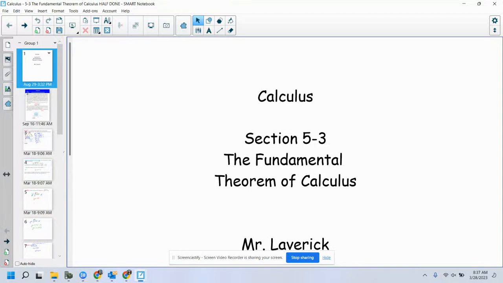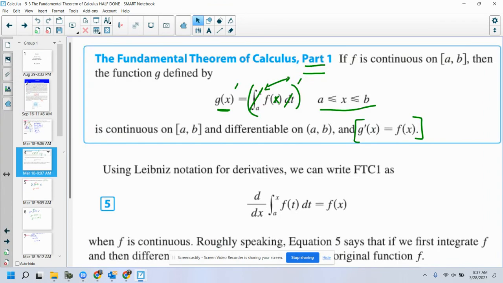All right, welcome back. So, this is the Fundamental Theorem of Calculus, day 2. There are technically 2 parts to the Fundamental Theorem of Calculus. The first part is the idea that derivatives and antiderivatives, derivatives and integrals, are really inverse processes of each other, just like squaring and square rooting, multiplying and dividing, adding and subtracting. They're inverse operations, basically.